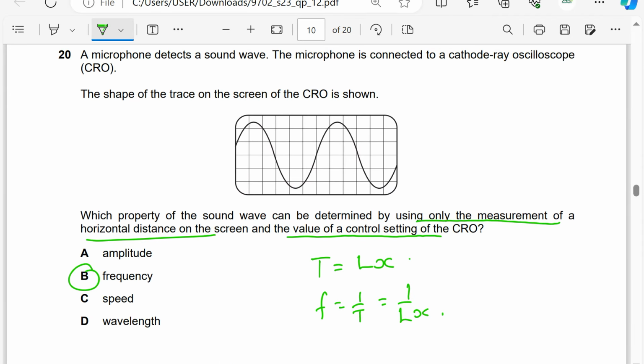Just to go back, if I want the period, I would need the horizontal distance representing one cycle. This is L. Then I multiply it by the time-base setting to get the period, or when I get the reciprocal, I get the frequency.